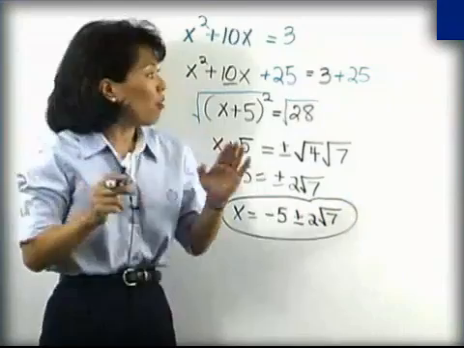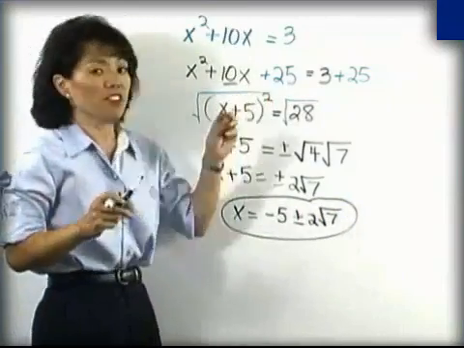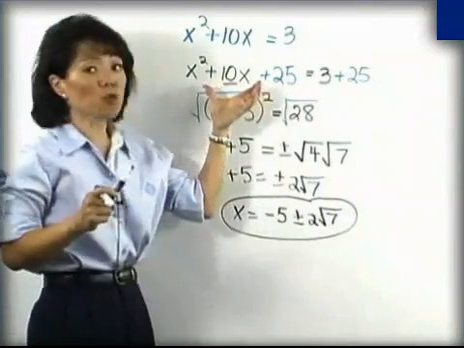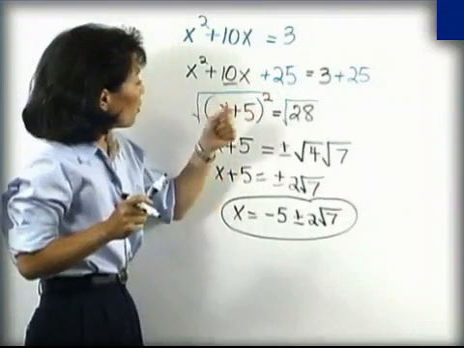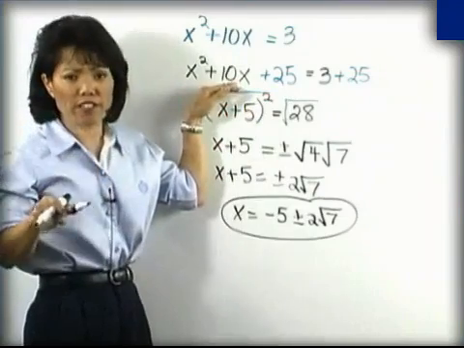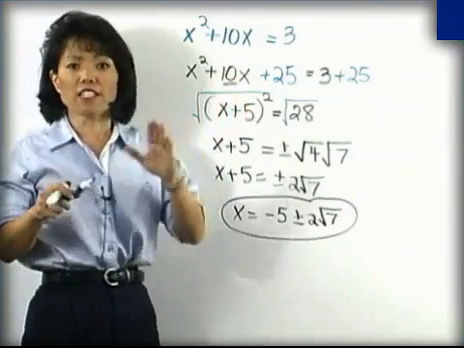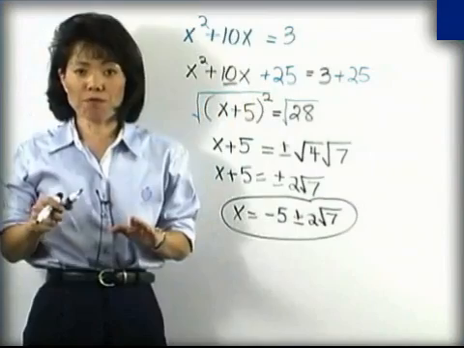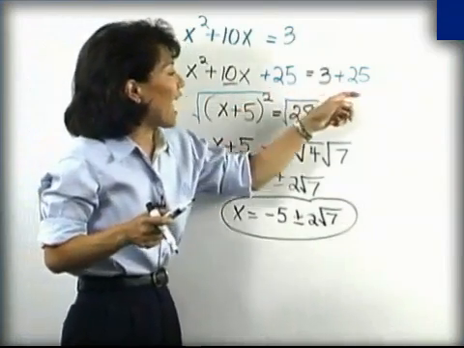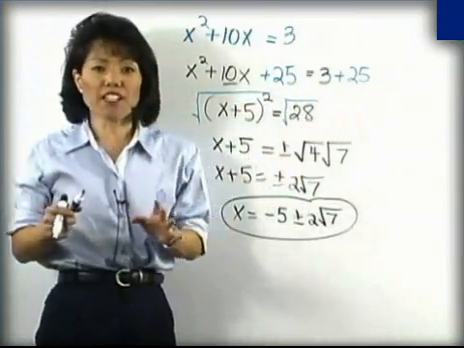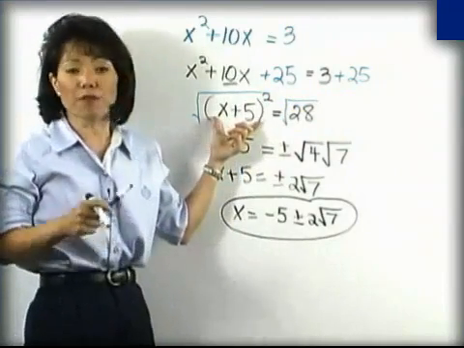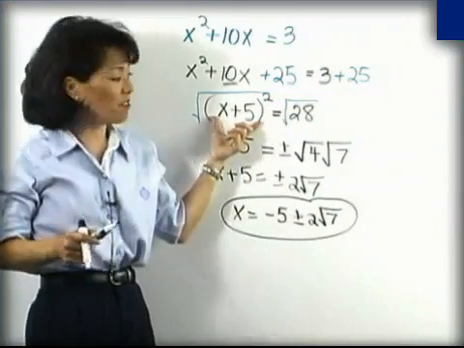Now let me just go over again the method for completing the square. To complete the square, to create a perfect square trinomial, what we're going to do is take the linear term, 10, or whatever it is, just take the linear term, divide by 2, and then square it. Whatever number you get, you're going to add that number to both sides of your equation so that when you factor your trinomial, you'll get a binomial squared.